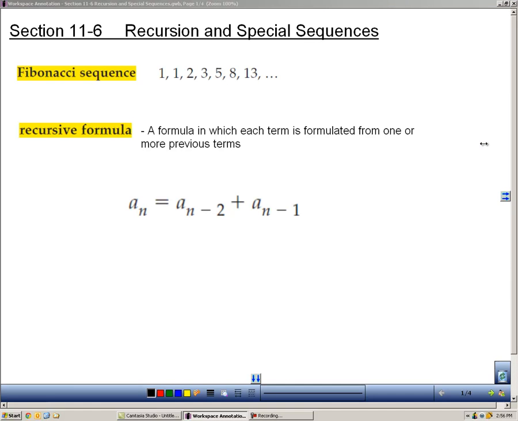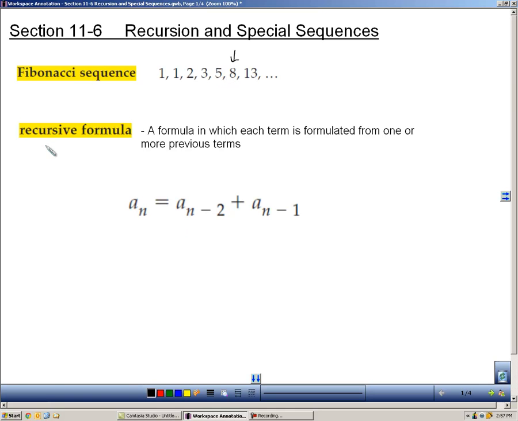Section 11.6 is about recursion and special sequences. One of those special sequences we're talking about is the Fibonacci sequence. We've talked about it before. The Fibonacci sequence is created by looking at a term and adding the two terms that come in front of it. So in this case, 3 plus 5 equals 8.